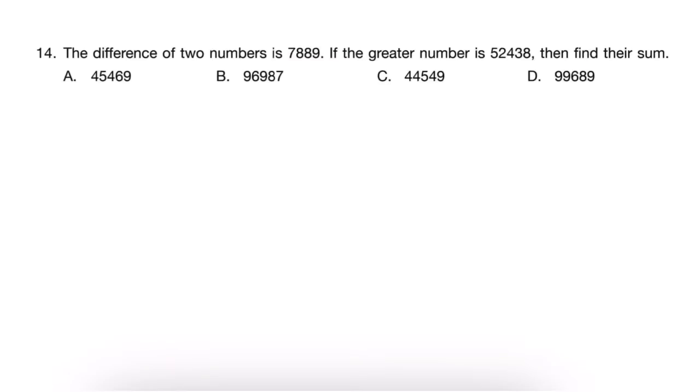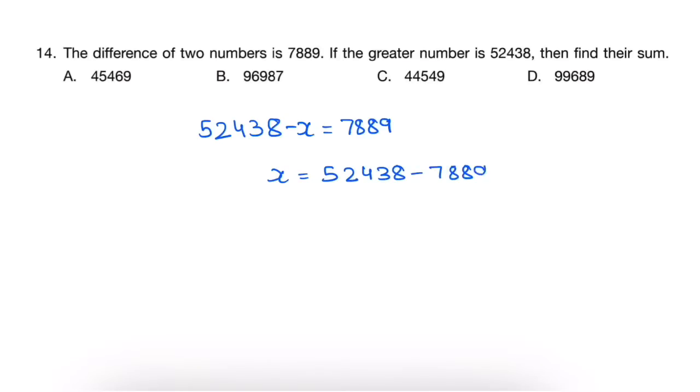Question 14. The difference of two numbers is 7,889. If the greater number is 52,438, then find their sum. Let the missing number be X. If we subtract X from the greater number, that is 52,438, we get 7,889. So, we can write it as X is equal to 52,438 minus 7,889. That is 44,549.